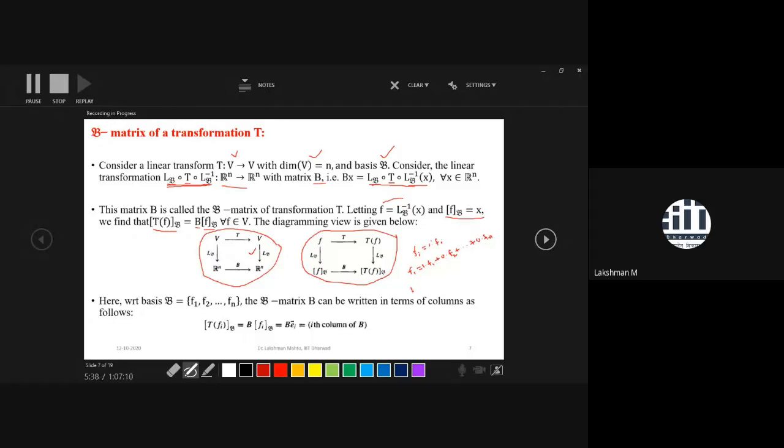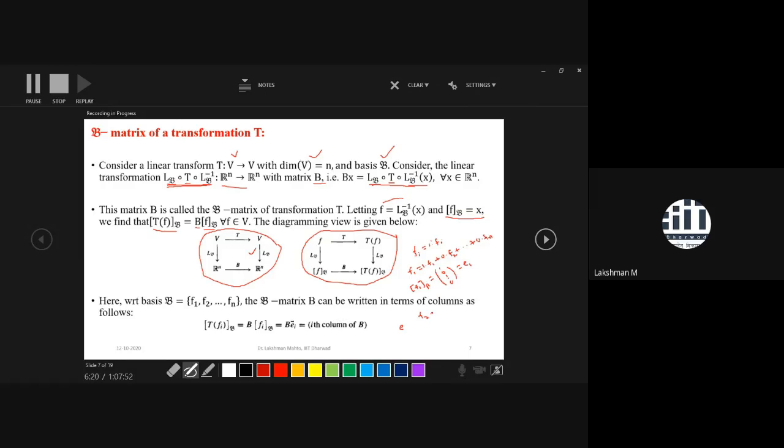Now I will ask, what is the coordinate of f1 with respect to this basis beta? Here the first coordinate would be 1 and the rest of the coordinates would be 0. That means 1, 0, 0, 0, up to 0. What kind of vector is this? We are getting a standard unit vector. This one is E1.